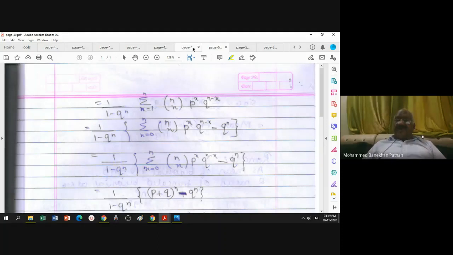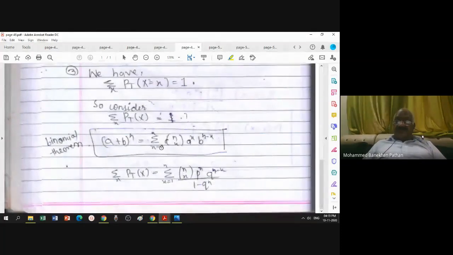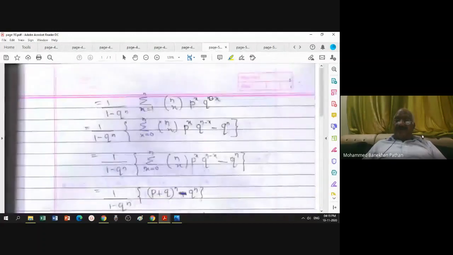Your binomial theorem begins with 0, and here it begins from 1. So I will adjust this term. I will start my summation with 0. So what extra term did I take here? nC0 is 1, p raised to 0 is 1, q raised to n minus 0 is q raised to n. So this is added extra here, so I subtract it.